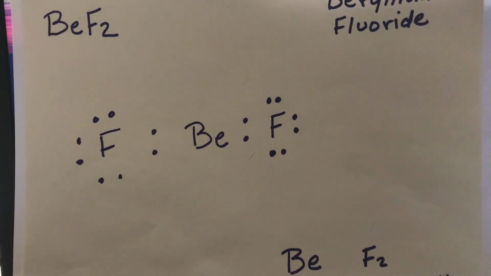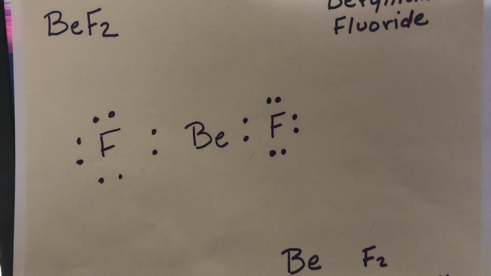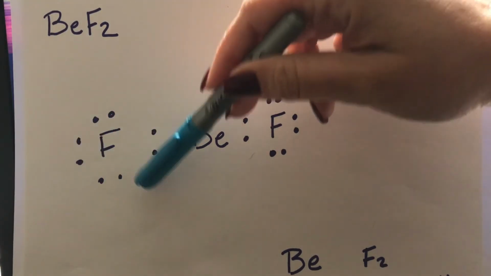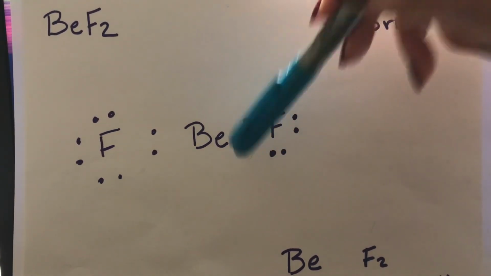To start, we will put 2 electrons to form a chemical bond. Now we have used 4, so we can start putting them on the outside. Beryllium does not need 8 electrons, but we will still have a total of 16. 1, 2, 3, 4, 5, 6, 7, 8, 9, 10, 11, 12, 13, 14, 15, 16.